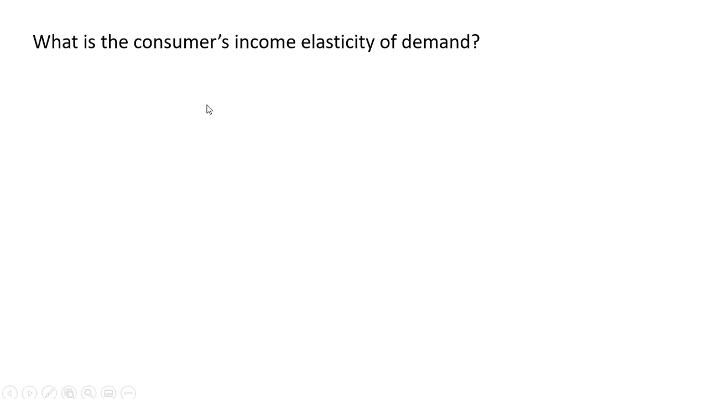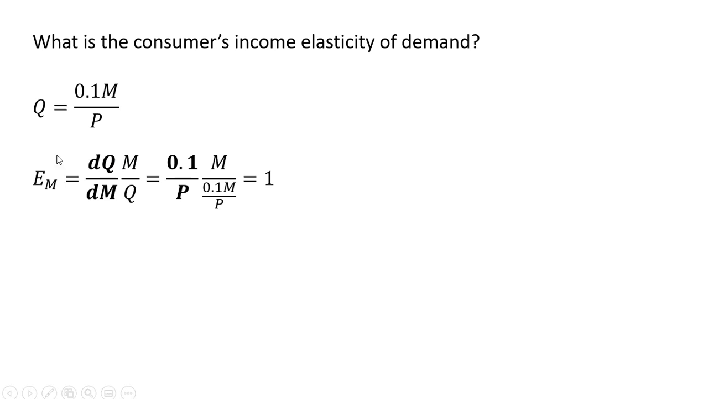What is the consumer's income elasticity of demand? So here, we've got our demand equation. We're going to take the derivative of the demand equation with respect to M, and that derivative result is in bold. It's just 0.1 over P. Then I'm going to multiply it by M, so I just have M here. And as for Q, we're just going to plug in this result, the 0.1 M divided by P. So plugging that in for Q, everything here is going to cancel, and you're just left with 1. So the income elasticity of demand here is 1. Okay, that's it.